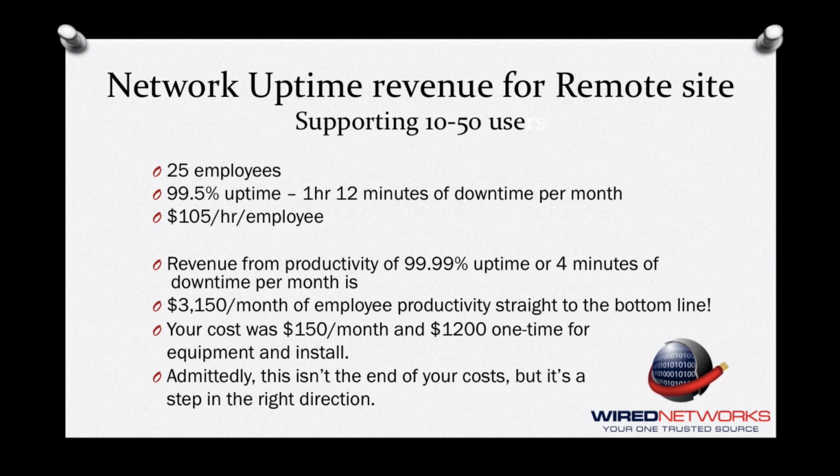Your cost was, again, I told you for the primary it was $800 to $1,200. You're going to have that anyway. The backup is where we're going to focus, and that's anywhere from $100 to $200. We'll say $150. And again, round number, we'll just say $1,200 for the one-time expense. So we return $3,150 back to the bottom line. Your cost for just this piece of it was $150. Admittedly, this isn't the end of where the costs are, but it is a first step in the right direction.